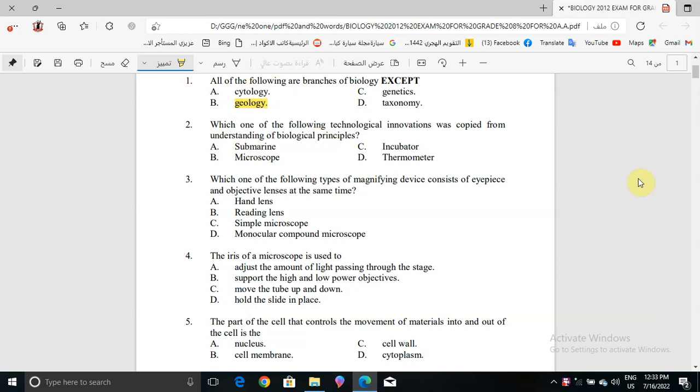Now question number 2, which one of the following technological innovations was copied from understanding of biological principles? Here we have submarine, microscope, incubator, and thermometer. Microscope, incubator, and thermometer are instruments, right? But submarine, it's a technological innovation that was copied from fish, right? From the understanding of biological principles. So that means the correct one for question number 2 is choice A.